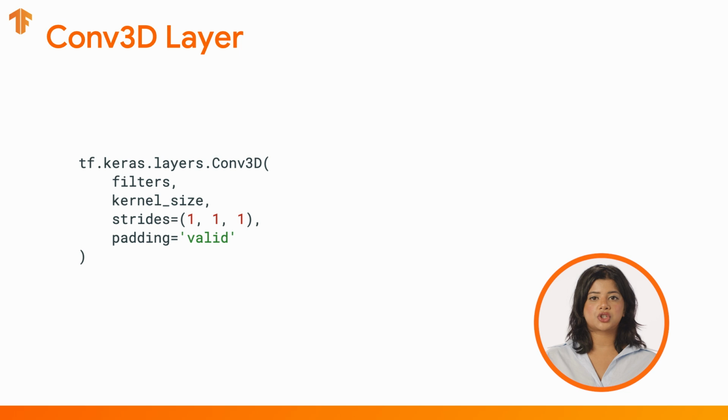By default, strides will be set to a tuple of 1 by 1 by 1. This specifies the strides the convolution takes along each dimension. A padding value of valid means that there is no padding. If you change this argument to same, this means that there will be a padding with zeros evenly to the left and right and up and down of the input, such that the output has the same height and width dimension as the input. There are more arguments that can be passed in, and if you're curious to see how you can further customize a conv3D layer, please visit the TensorFlow documentation on the conv3D layer.